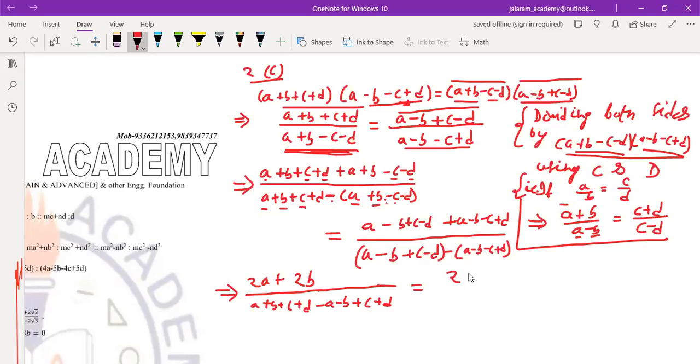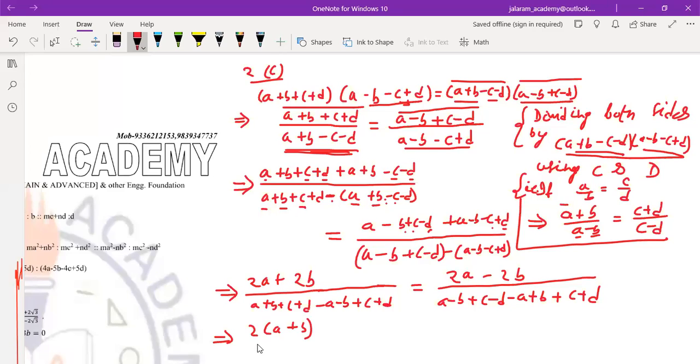A plus A, 2A, minus B minus 2B, plus C minus C cancelled out, minus D plus D cancelled out, over denominator A minus B plus C minus D minus A plus B plus C minus D. It implies 2 is common into A plus B. In the denominator we observe A cancelled out, B cancelled out, C plus C, 2C, plus D plus D, 2D equals to 2 is common into A minus B.